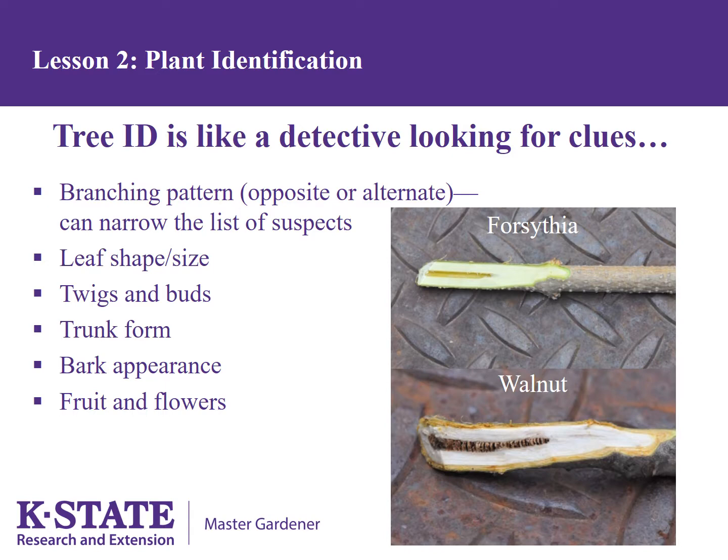Also, there are little tips you learn over the years that will help with ID. For example, forsythia has a hollow pith, and walnut has a chambered pith. In addition, if you chew on a walnut twig and then spit, your spit will be yellow.